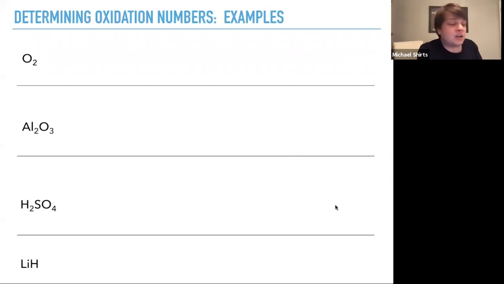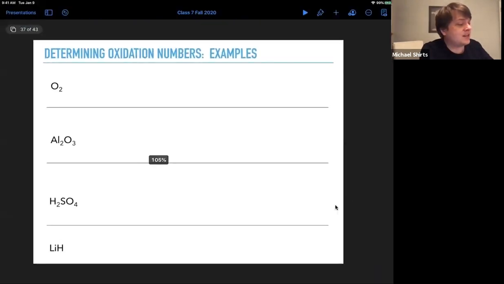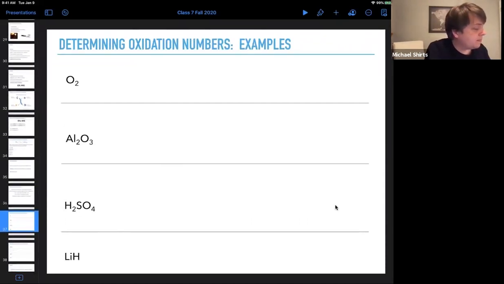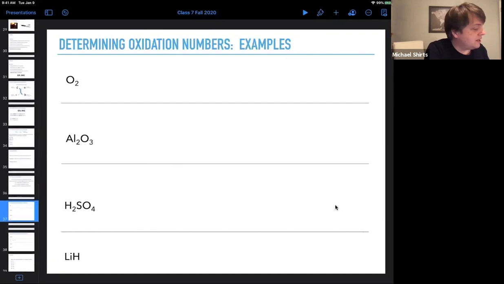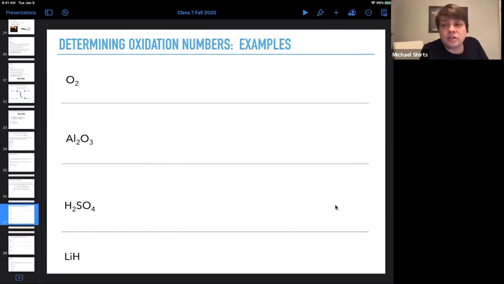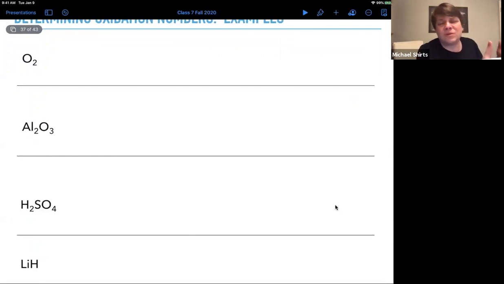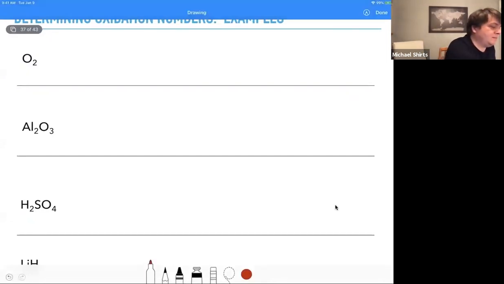Okay, so let's go through some examples of determining oxidation numbers. First, O2, molecular oxygen. The total charge has to be 0. You can't have +1 on one and -1 on the other; it would be symmetric. So both oxygens have an oxidation number of 0.